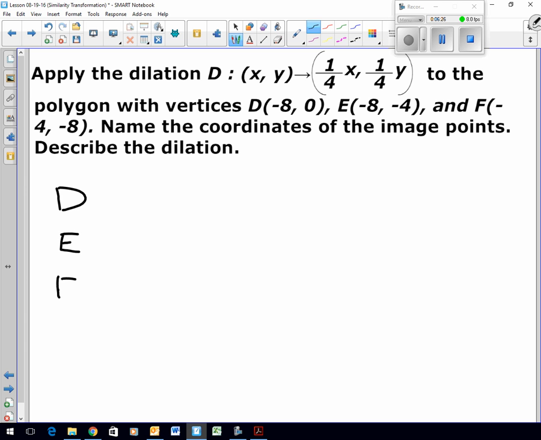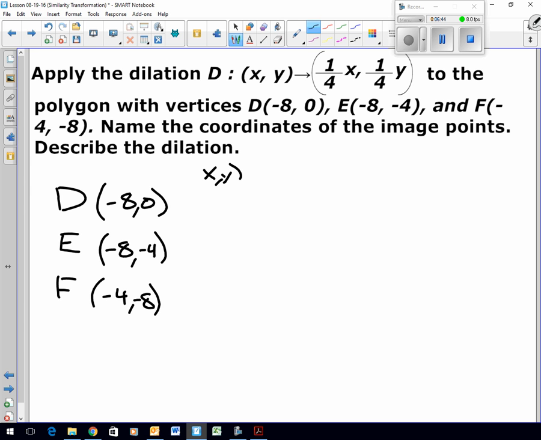D is at (-8, 0). E is at (-8, -4). F is at (-4, -8). We will then apply a transformation such that x and y each get multiplied by a fourth. We call that transformation a dilation. And that's what we're going to do to each number that we see.